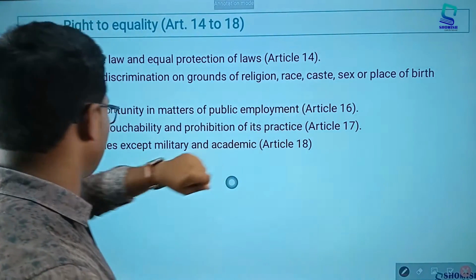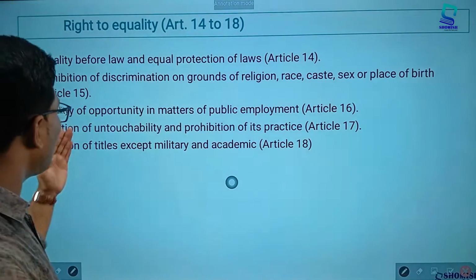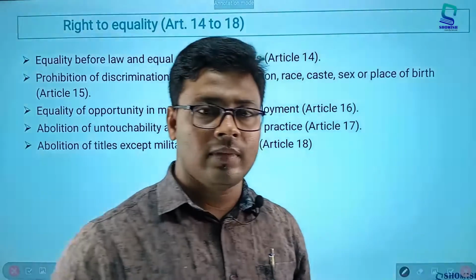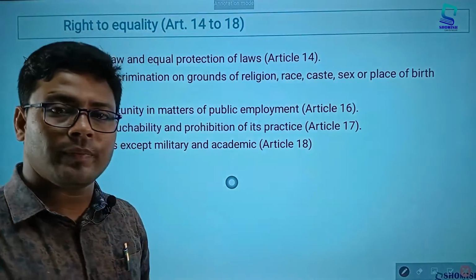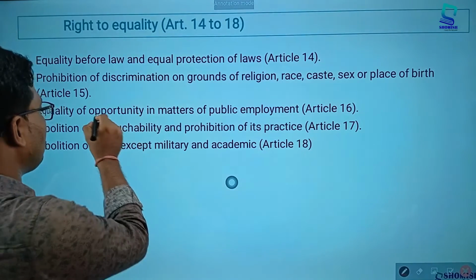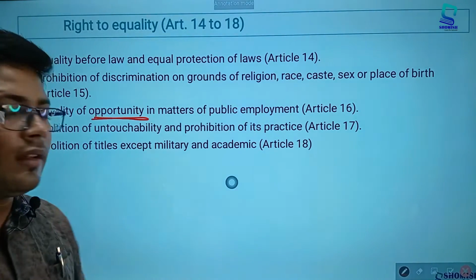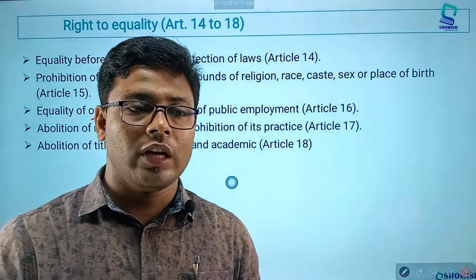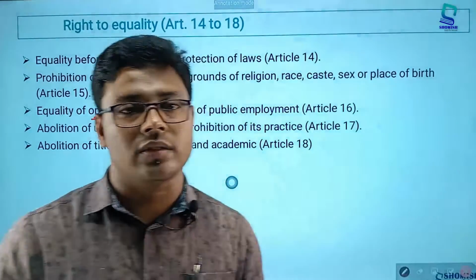Now Article 16: equality of opportunity in matters of public employment. It is also very important. Opportunity, basically, is your privilege being an Indian citizen.